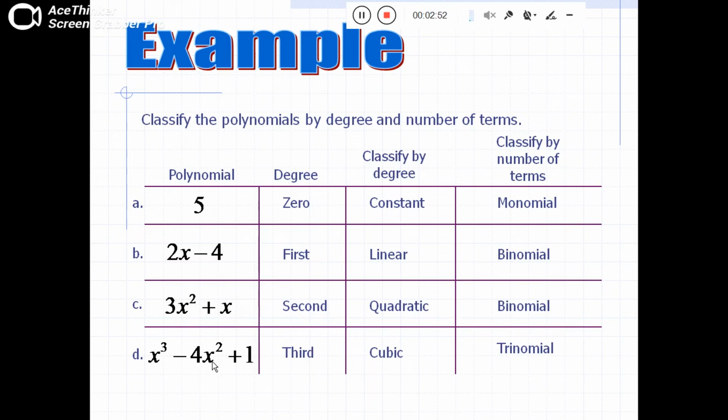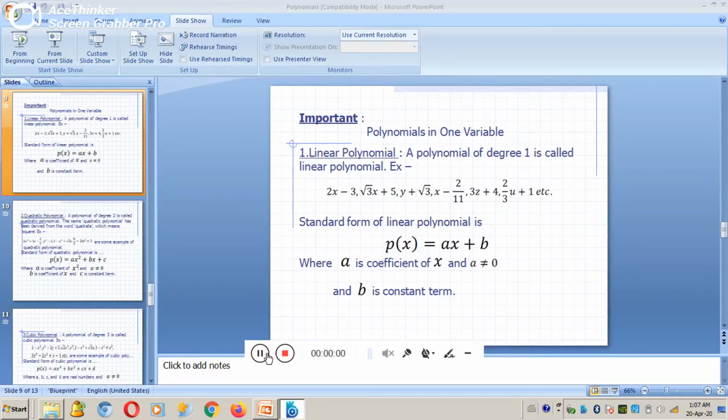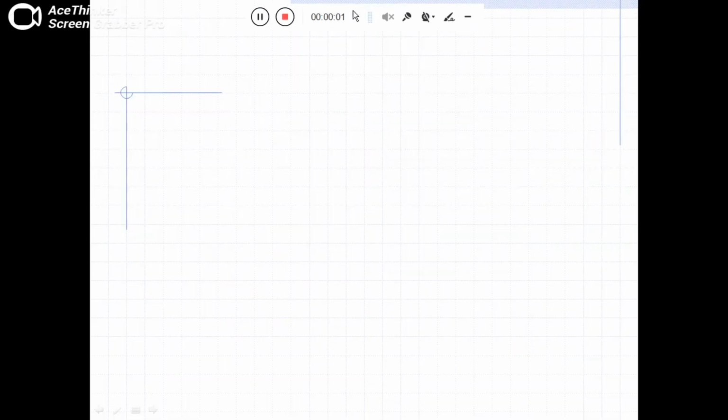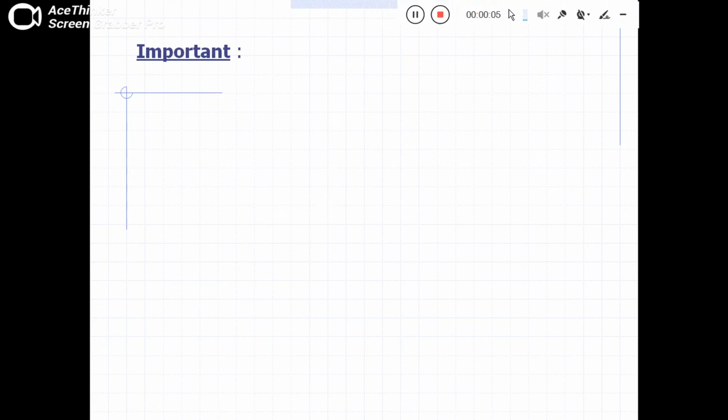And x cube minus 4x square plus 1. Highest power of x is 3. So it is a cubic and it is a trinomial. Okay students, let us see the next part, which is very important for you all.